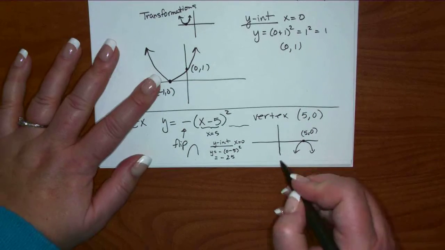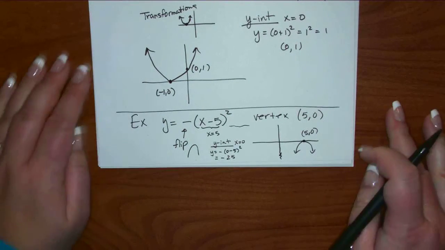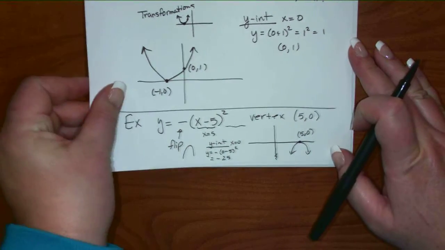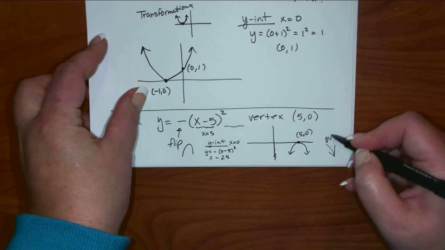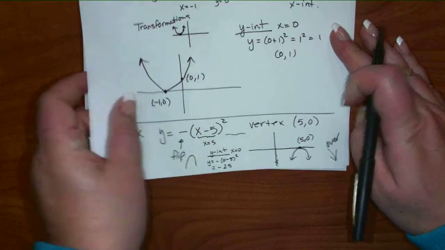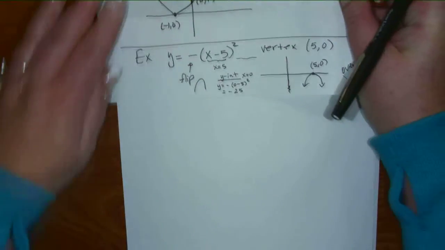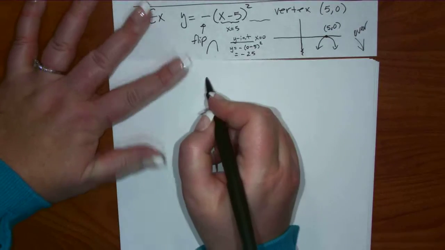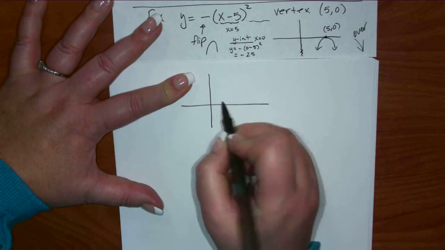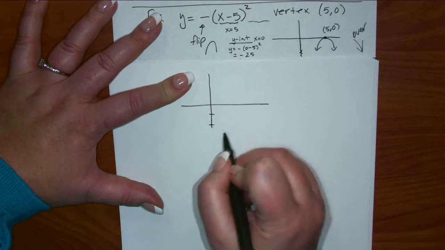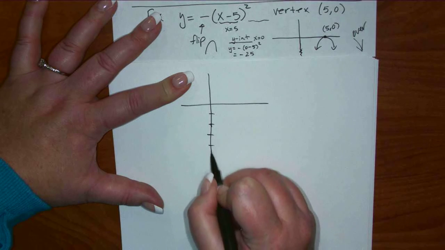Now, I would probably go by 5s or something if I was going to draw that. Let's draw it on the next page. So you might go 5, 10, 15, 20, 25.